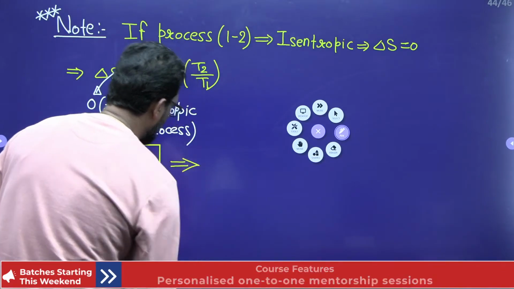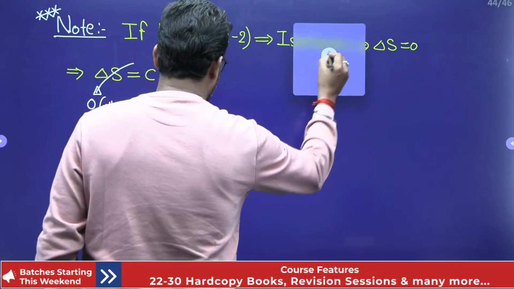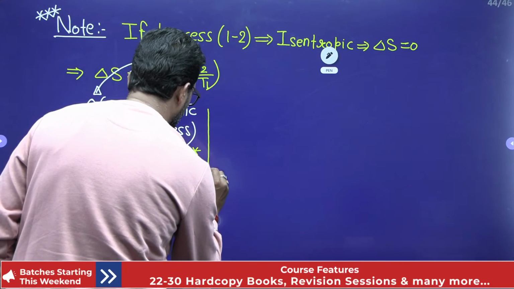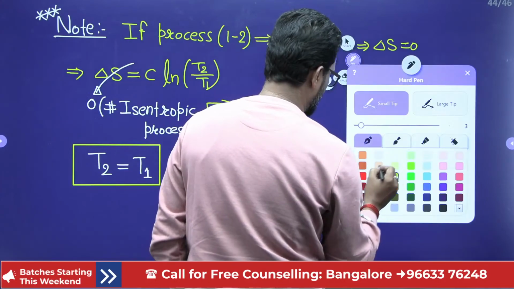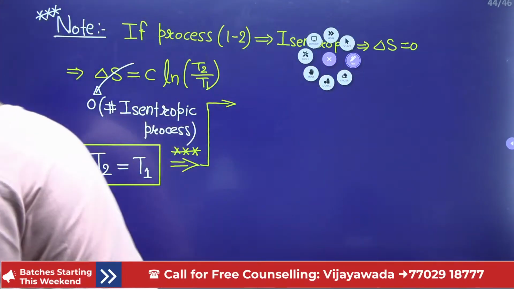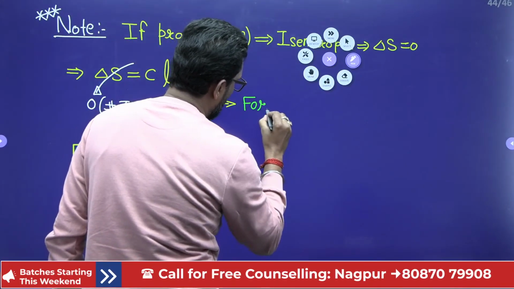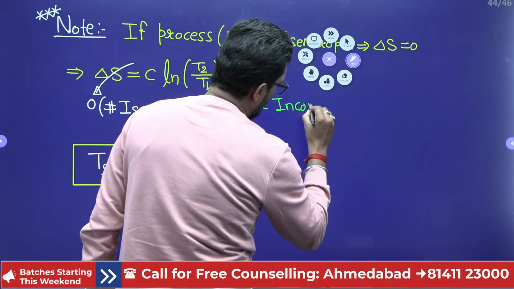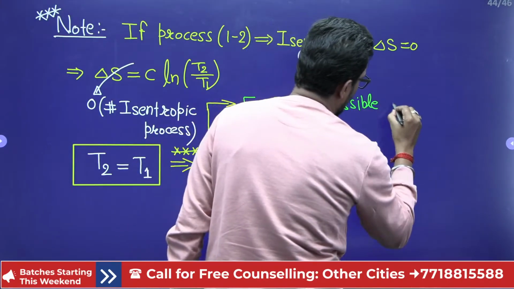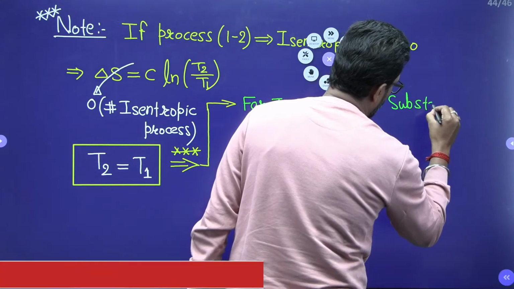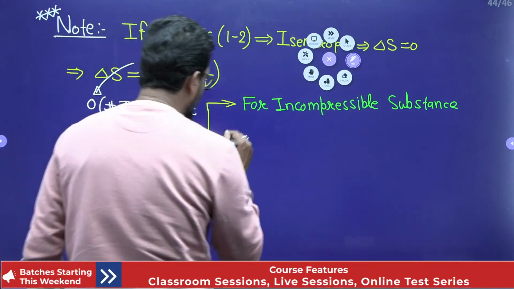That means what is your observation? This is a very important observation, beta. For incompressible substance, you can write here: for incompressible substance, the temperature remains constant.